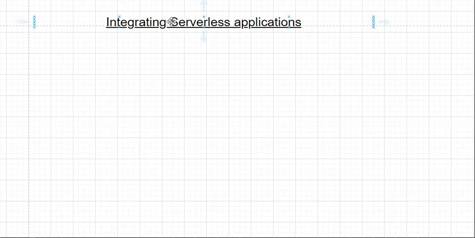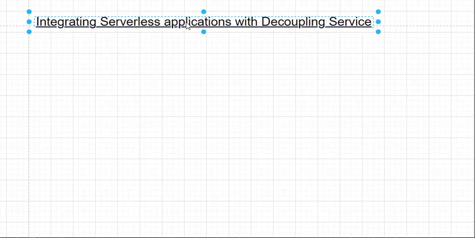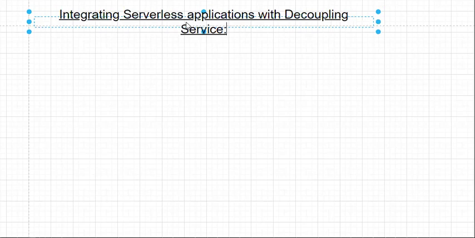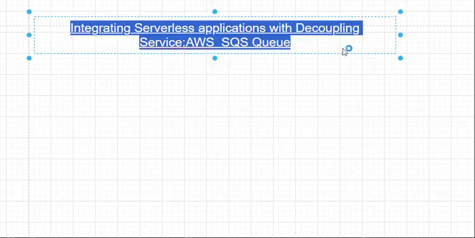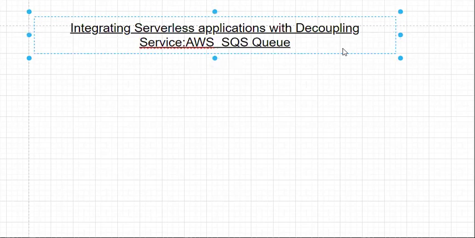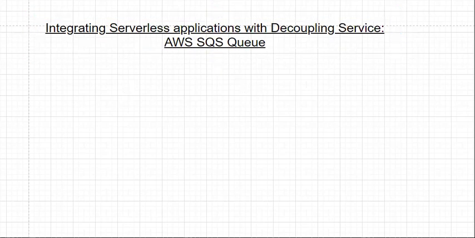Now, in this video, we will discuss integrating serverless applications with decoupling. What is a decoupling service? For this lab, we're going to work with the SQS Queue. This is the AWS service that we're going to learn in this video, much more hands-on, by performing hands-on decoupling of multiple serverless services. So for this, let's start with a need.